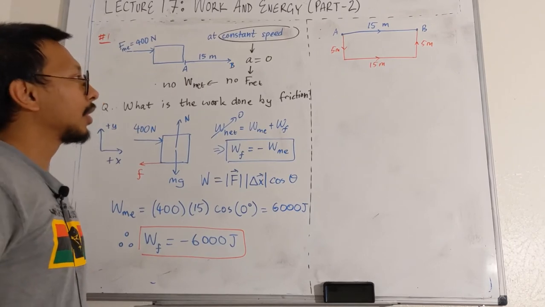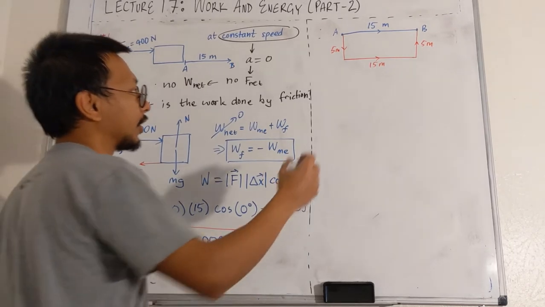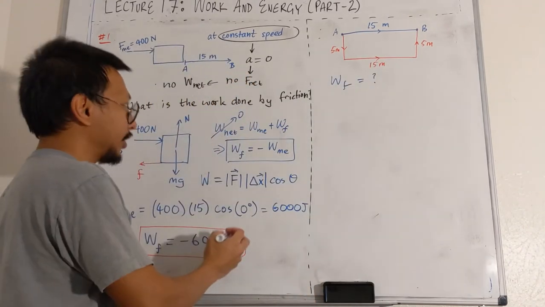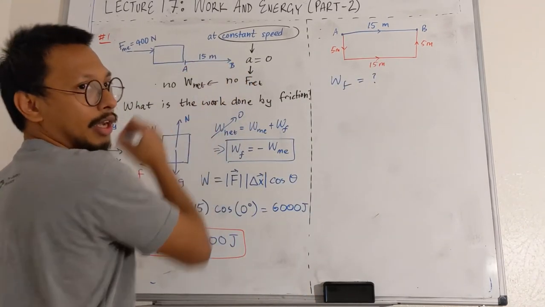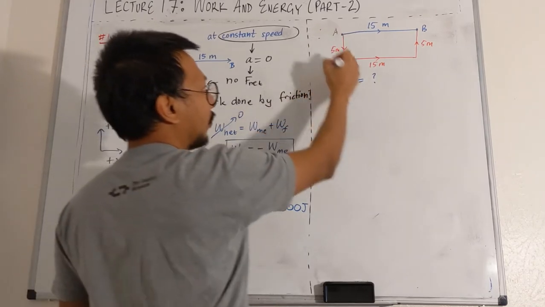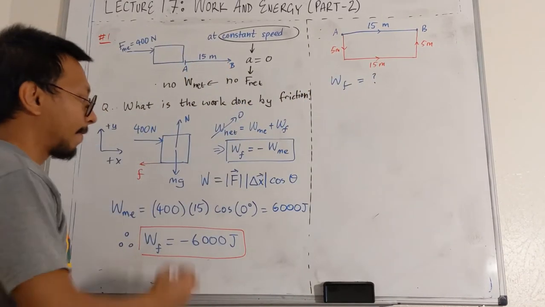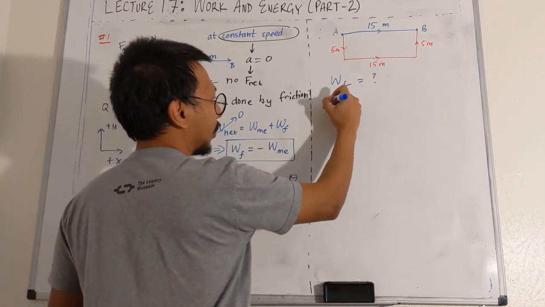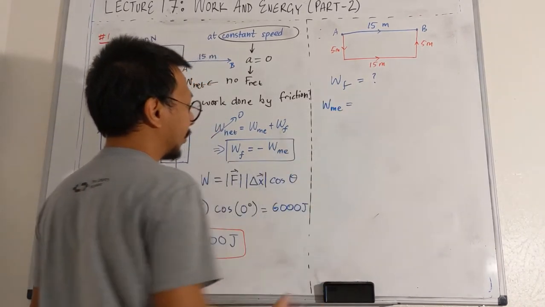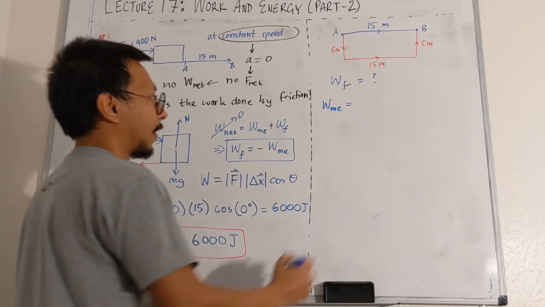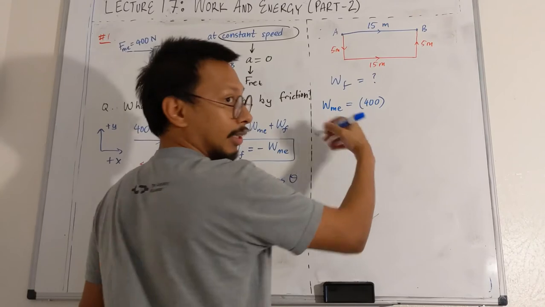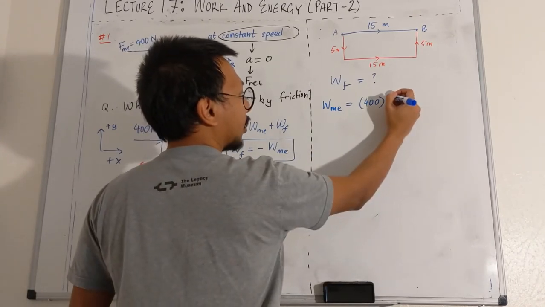25 meters. Now what is the work done by friction in this case? We want to check if the work done by friction has changed from when we moved in a straight line from A to B than when we moved from A to B in a rectangular path. Let's follow along the same directions, finding the work done by me first. Work done by me is equal to 400, still the same magnitude of the force, times the distance.